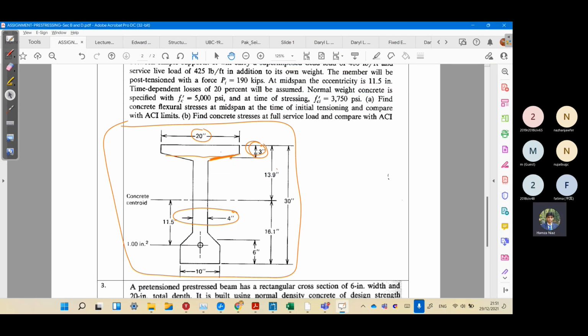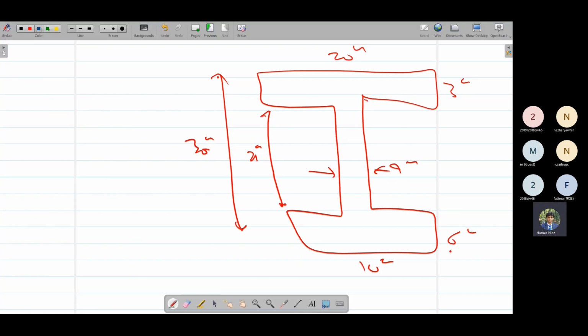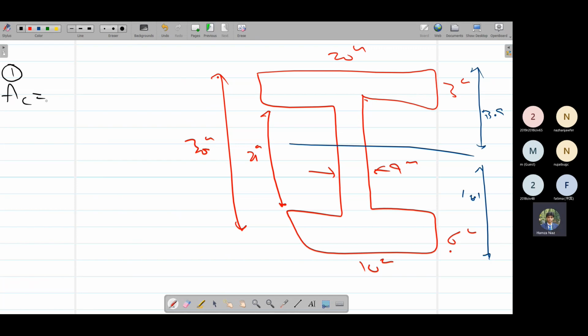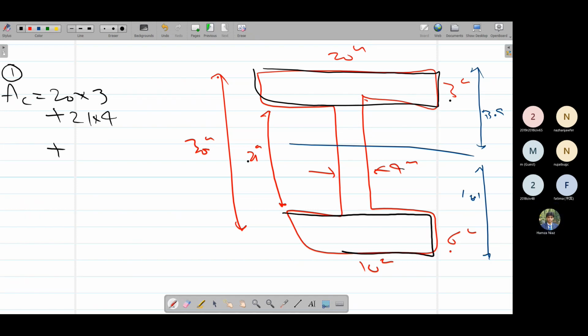And they have also given us the centroid, 13.9 from the top and 16.1 from the bottom. So first we have to calculate the same steps. First we have to calculate the area of concrete. So it would be 20 times 3, 60, plus this one 21 times 4, plus the bottom rectangle 10 times 6, again 60. So we can calculate the area of concrete directly by this.